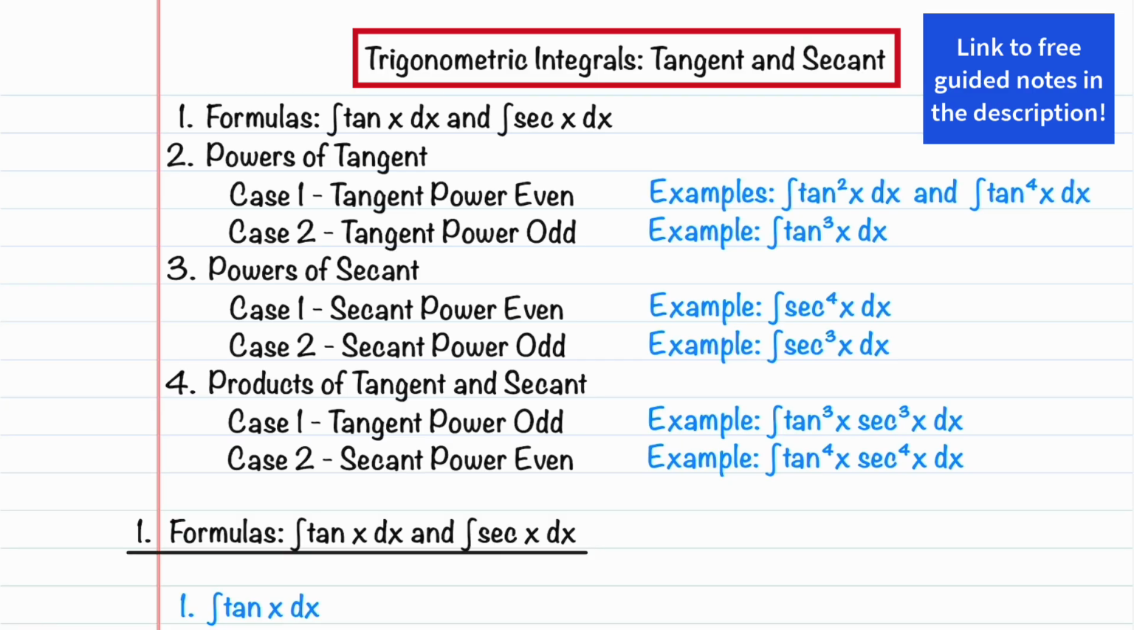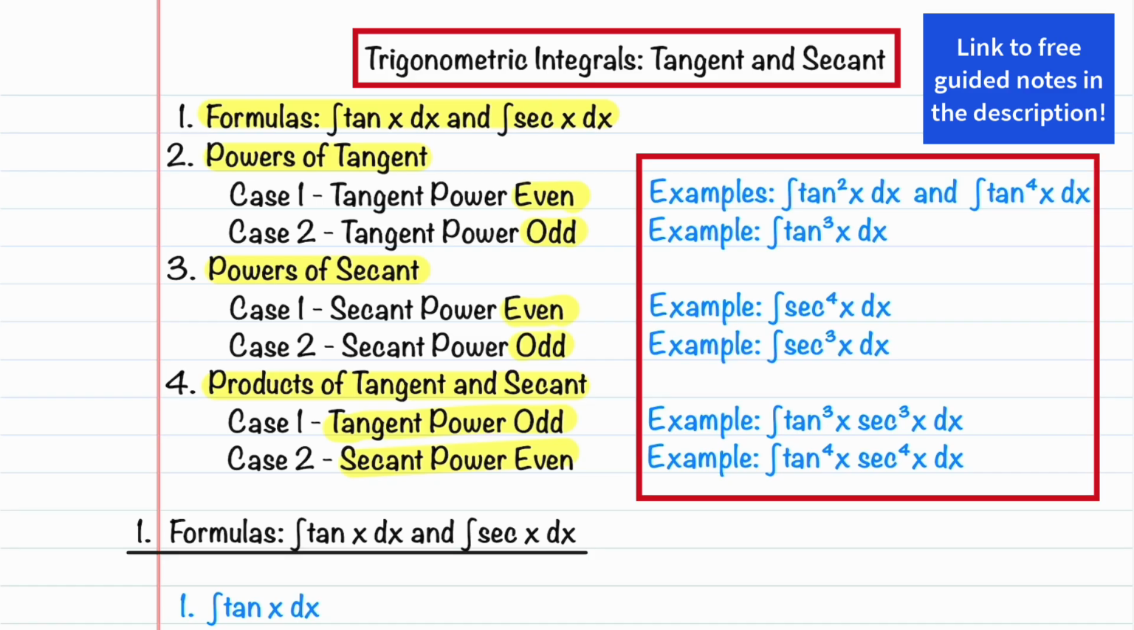We're going to start by deriving the formulas for the integrals of tangent and secant. Then I'm going to teach you how to handle powers of tangent and secant by looking at different cases depending on whether the powers are even or the powers are odd. We'll then look at products of tangent and secant and develop steps that you can follow depending on whether the tangent power is odd or the secant power is even. We'll work through examples of each case so that you can see exactly how the methods work. Let's get started.